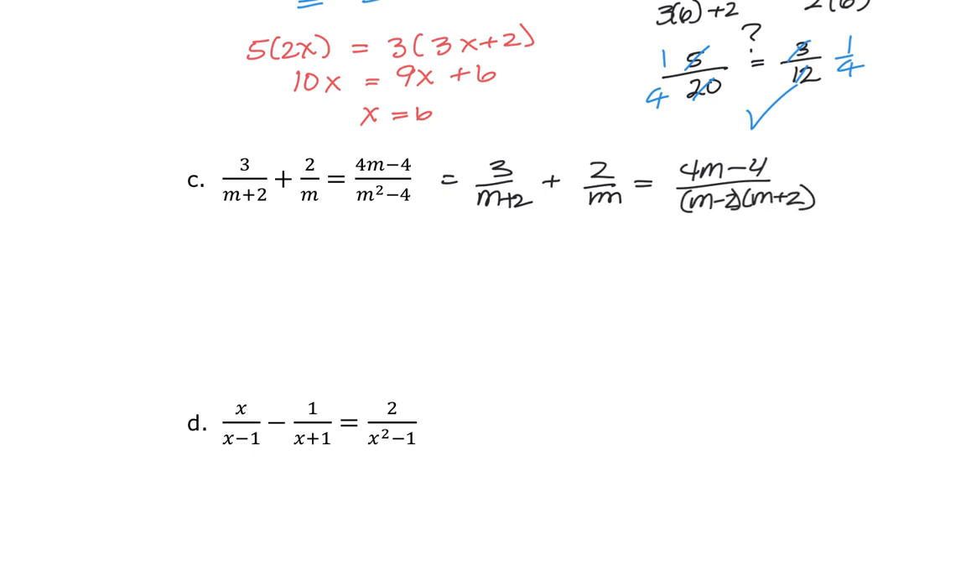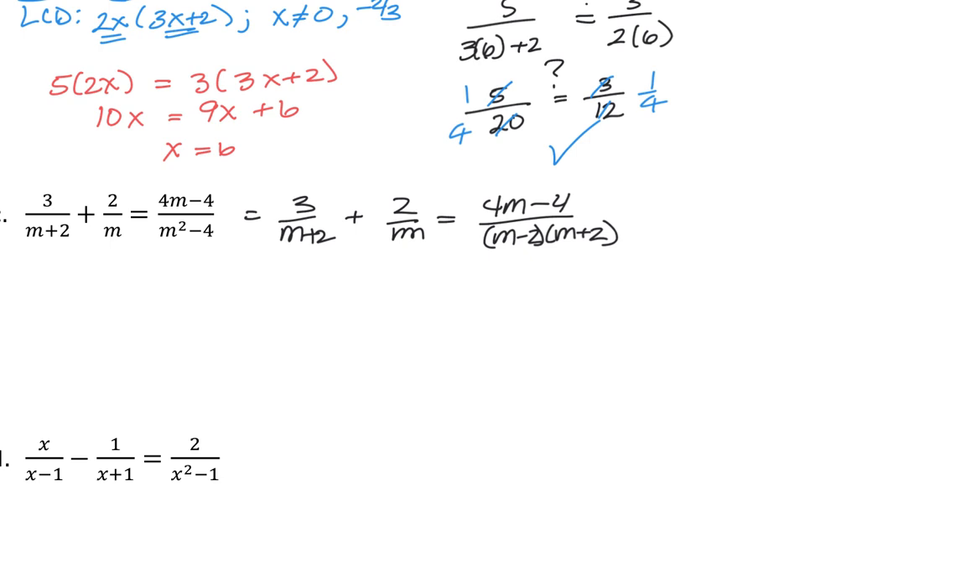Now, my lowest common denominator is going to be m multiplied by the m minus 2 multiplied by the m plus 2. The m minus 2 comes from here, and then the m plus 2 comes from here and here. So that's my lowest common denominator. This tells me that m cannot be 0, and it can't be positive or negative 2.